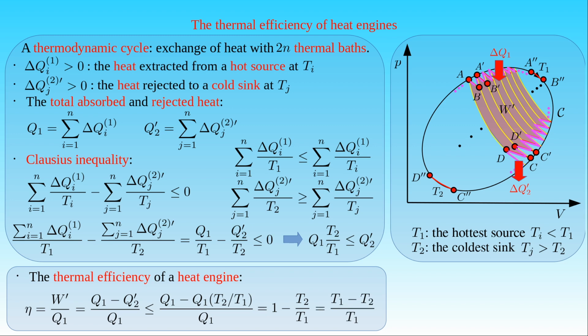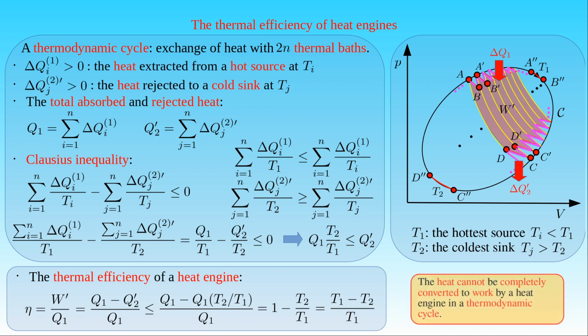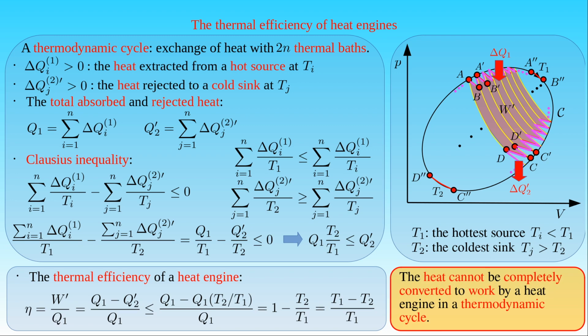Then we have proven that the maximum of the thermal efficiency of a thermodynamic cycle or a heat engine, equal to this ratio, is a corollary of the Clausius inequality. Since η is less than 1, we conclude that the heat cannot be completely converted into work by a heat engine, or more generally in a thermodynamic cycle.